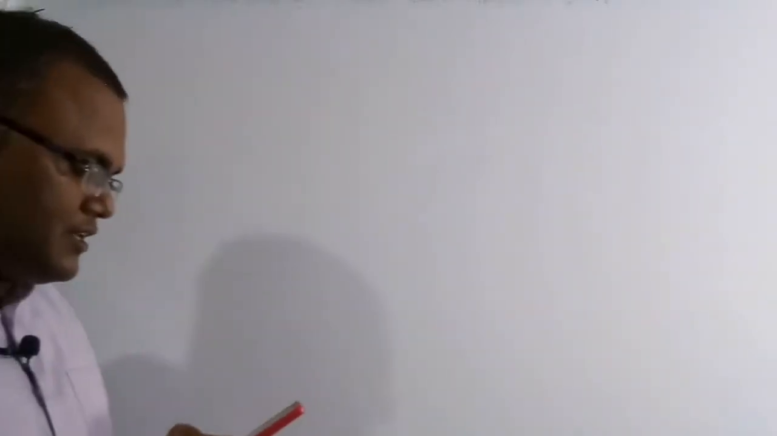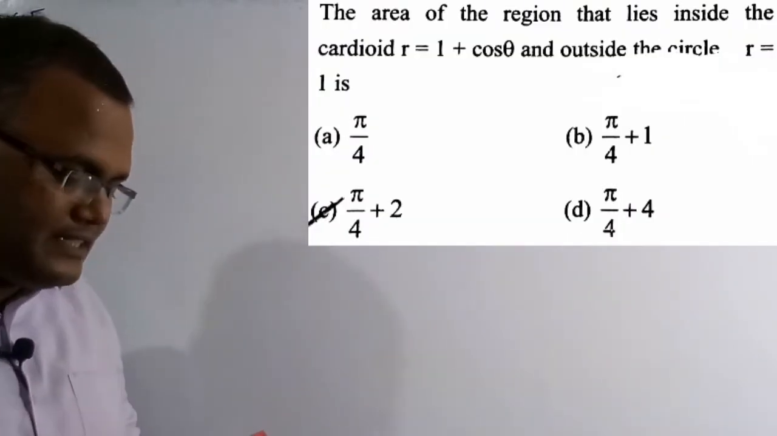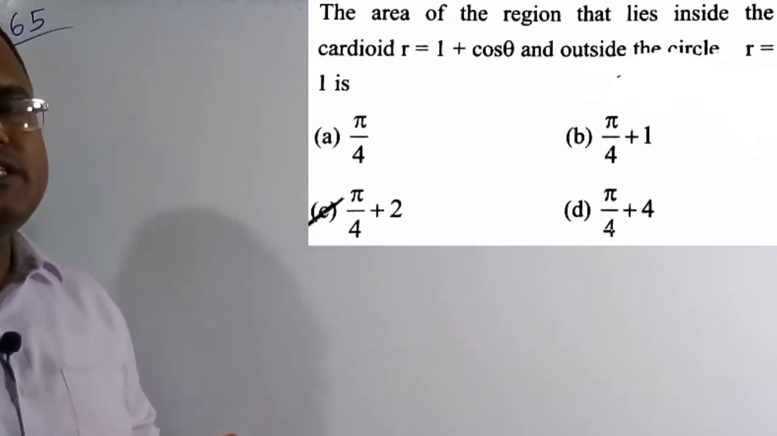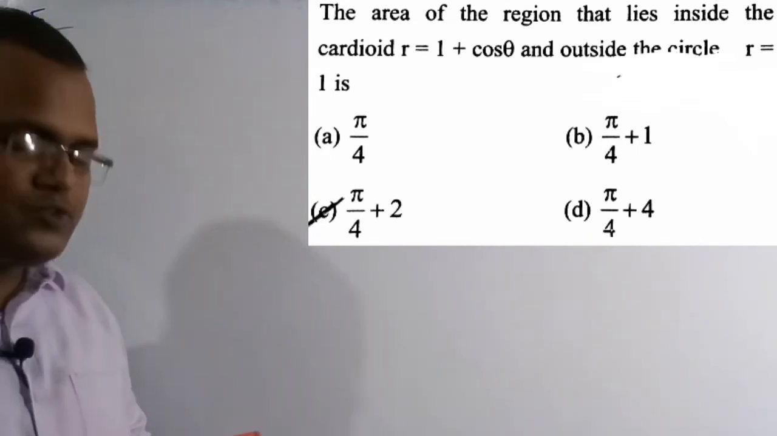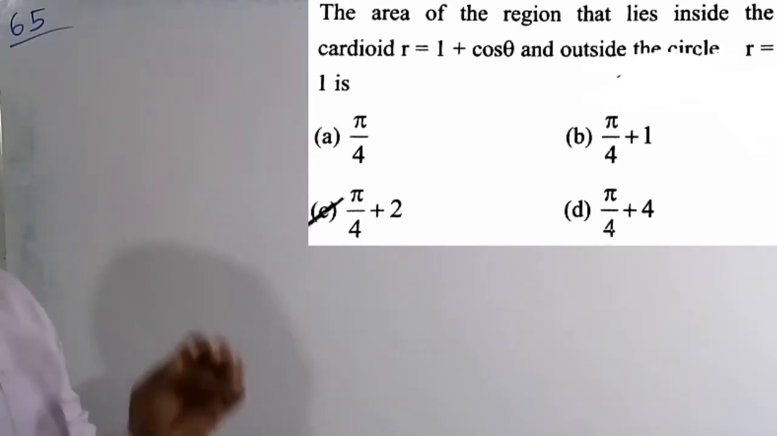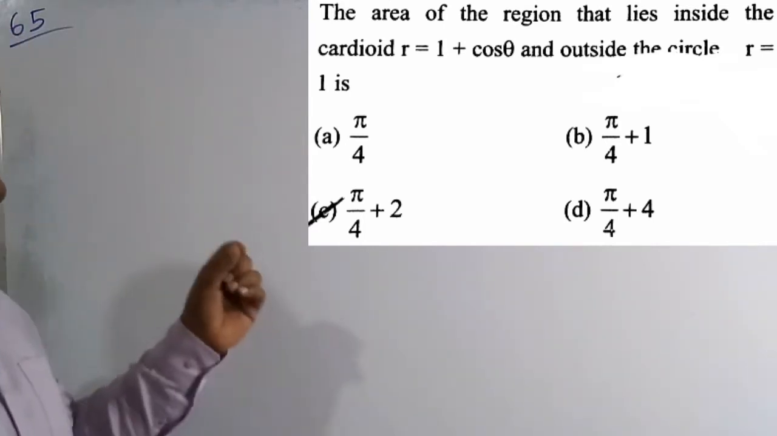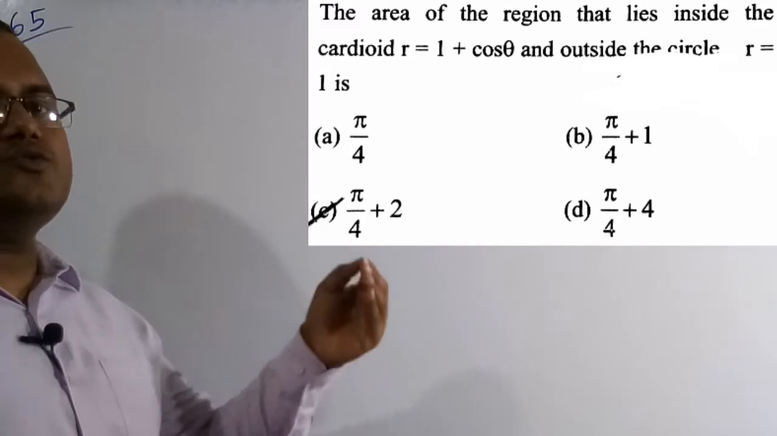So now we are going to solve the 65th question. See the question here. The area of the region that lies inside the cardioid r is equal to 1 plus cos theta, and outside the circle r is equal to 1. So we have to find the area which is bounded between r is equal to 1 plus cos theta and r is equal to 1.